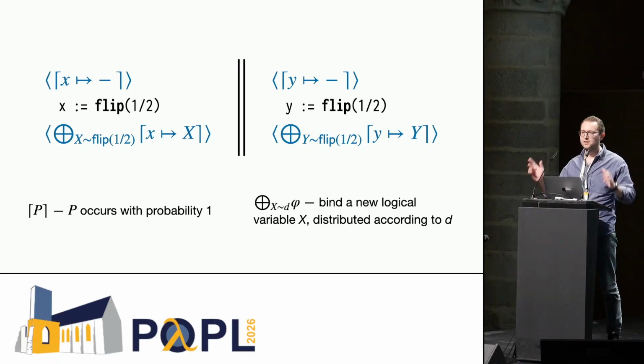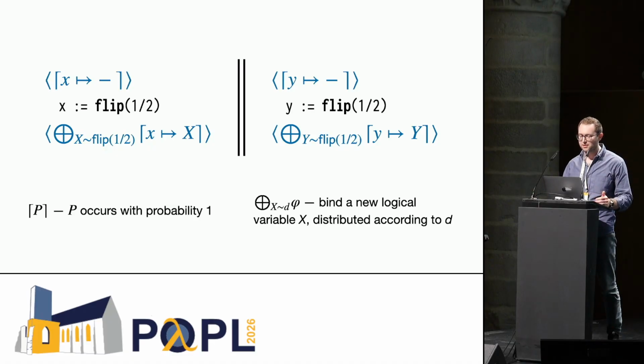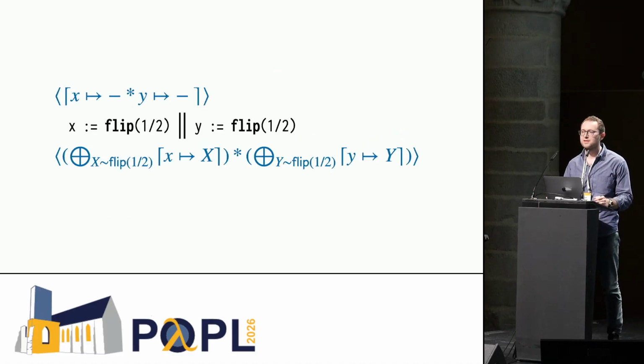This P with the ceiling brackets just means that P occurs with probability 1, and this O plus modality allows you to bind a new logical variable that's distributed according to some distribution. And so now if we were to use the PAR rule that we saw on the previous slide to put these two specifications together, we might get something where we basically join the postconditions and preconditions with a separating conjunction. But the question is, what does this actually mean?